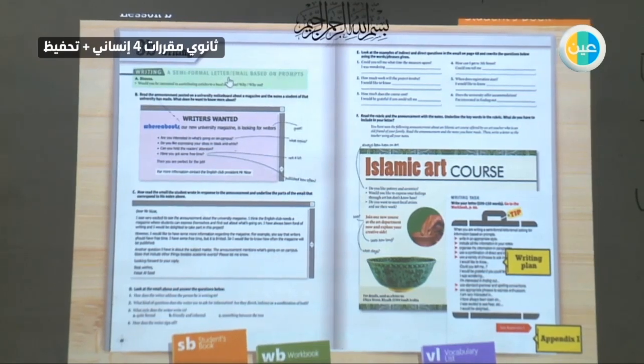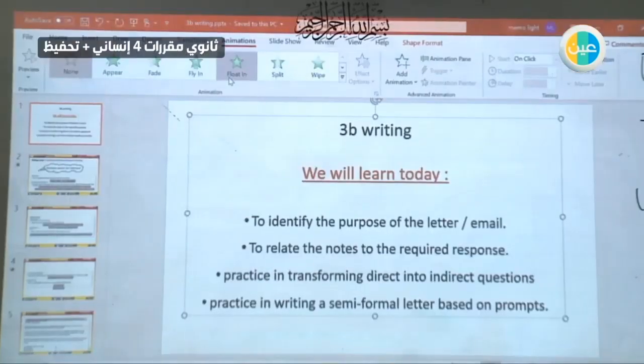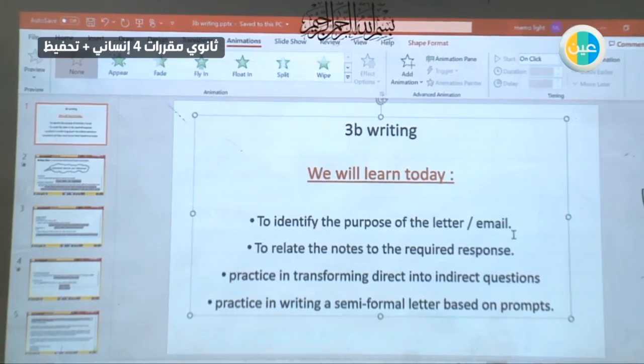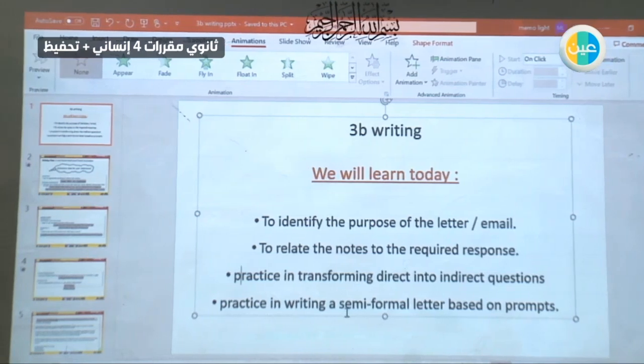As usual, we start with what we will learn today. We will learn to identify the purpose of the letter and email, to relate the notes to the required response, practice in transforming direct into indirect questions, practice in writing a semi-formal letter based on prompts.